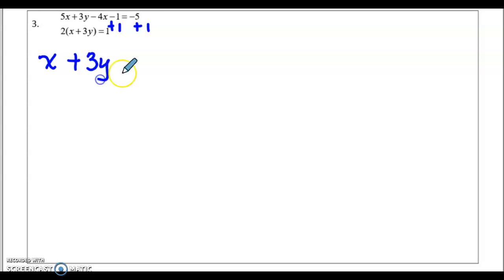The 3y, there's only one y term. The 1's moved to the other side, so that's equal to -4. In the bottom equation, you should notice that you need to distribute.